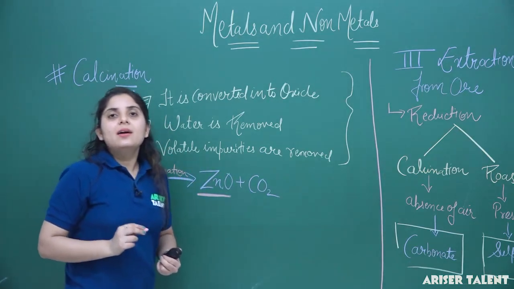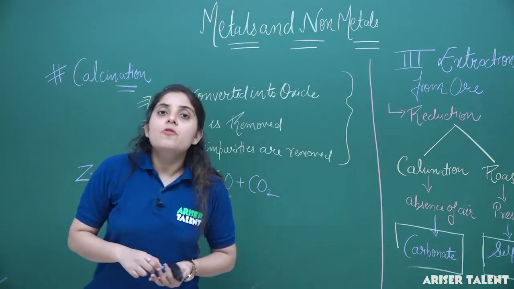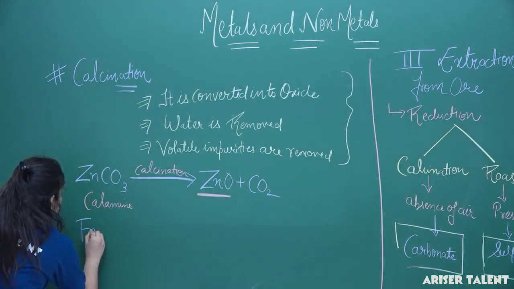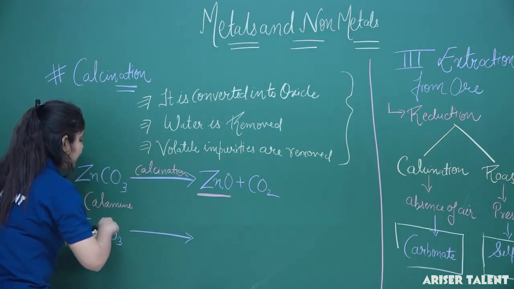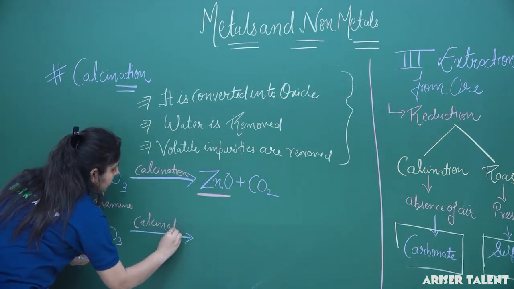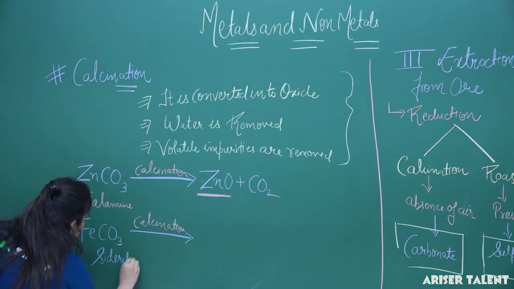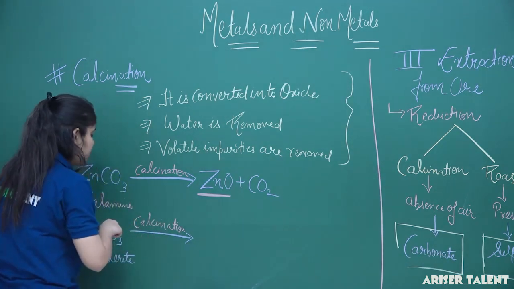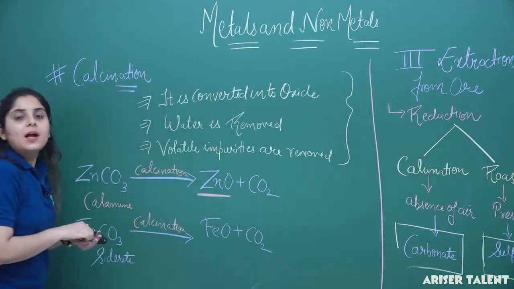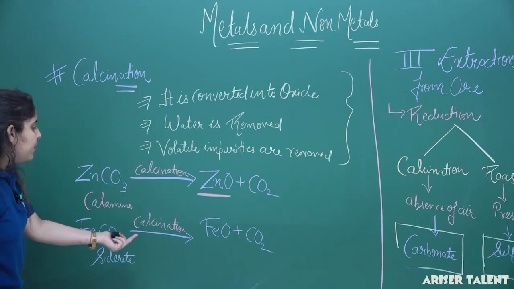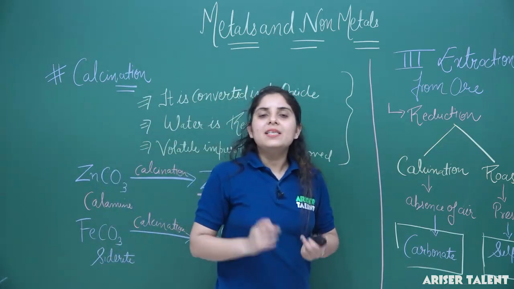Now we are considering another example. In the first example we considered calamine. In the second example we are talking about ferrous carbonate, that is FeCO3, which is actually siderite. After calcination it will give FeO plus CO2. Again we see that siderite has been converted to FeO, that is, after carbonate we receive the oxide. So this is the basic method of calcination.